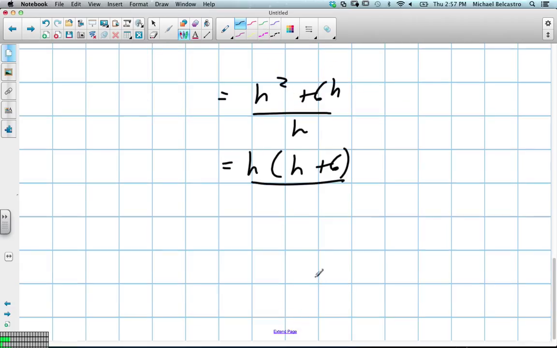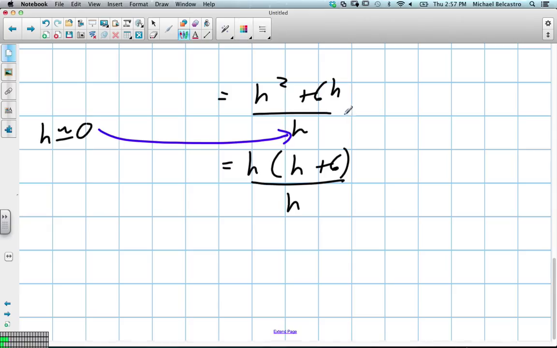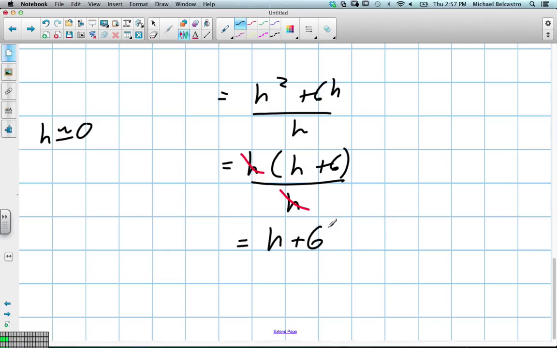The reason I've done that is because, if you recall, we said that h was approximately the value of 0. Well, if I were to substitute in the value of 0 for h at this point, we have something that we cannot define. We can't divide by the value of 0. But now that I've factored out the h, we've gotten rid of our variable h on the bottom, and now I have h plus 6. At this point in the equation, I can substitute a value of 0 in for h, saying that our slope is 6 at that point. Okay? Now this is an approximation for a simple example.